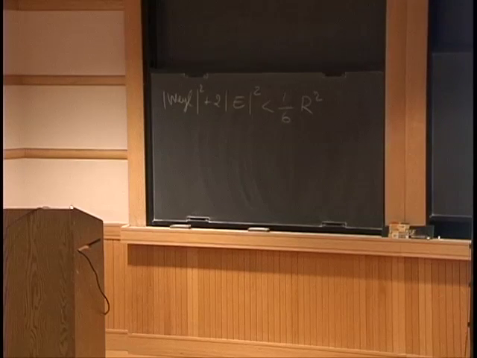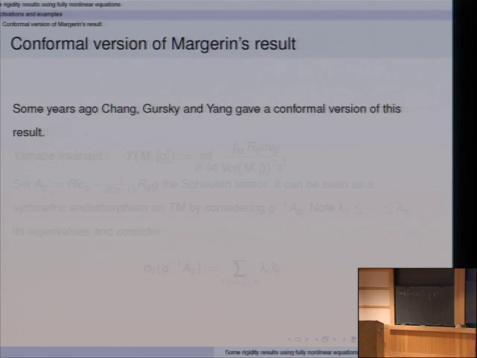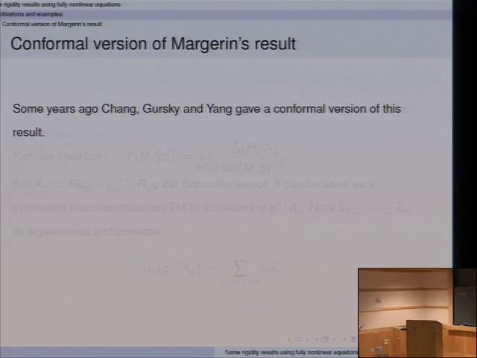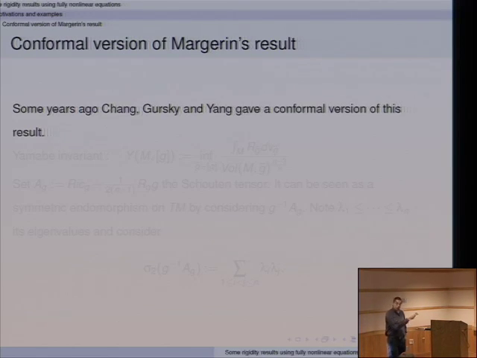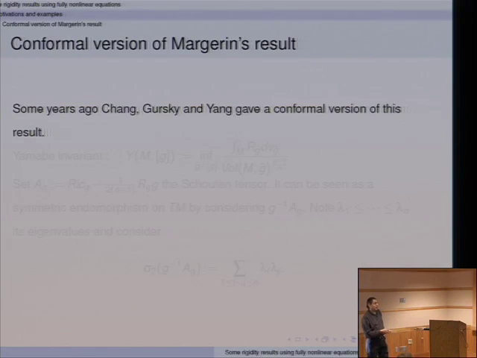So some years ago, Sun-Yung Alice Chang, Matt Gursky, and Paul Yang gave a conformal version of this result, of the result of Margerin. Let me just show you once again the result of Margerin. So they gave a conformal version of this theorem. I will explain what conformal version means.